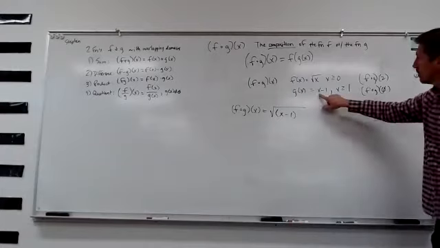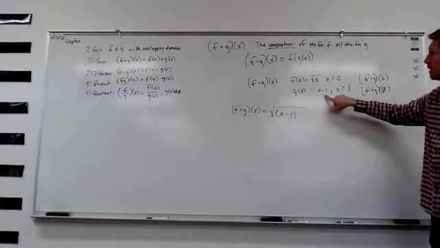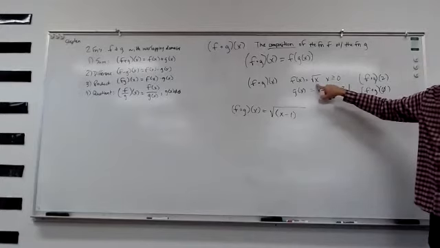So all I did was I took what was g of x, which is x minus 1, and I plugged that into the x here. Make sense? Yeah.